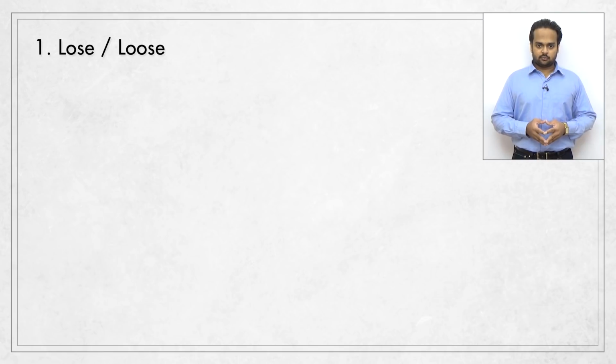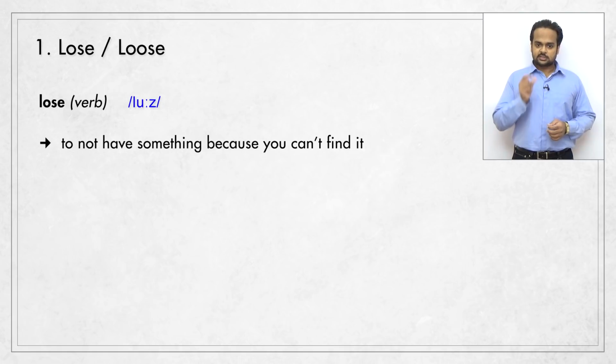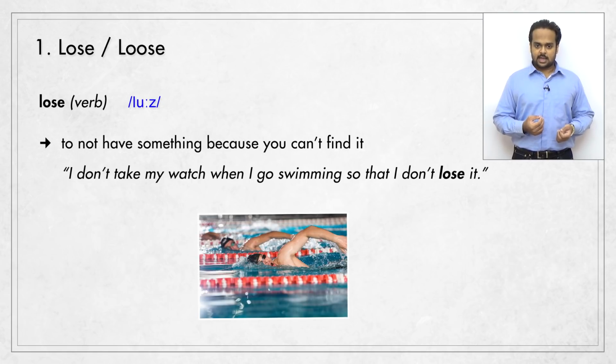The first pair of words are lose and loose. The word lose with a single O is a verb. The most common meaning of this verb is to not have something because you can't find it. For example, I don't take my watch when I go swimming so that I don't lose it. Notice that the last sound in this word is z, lose.